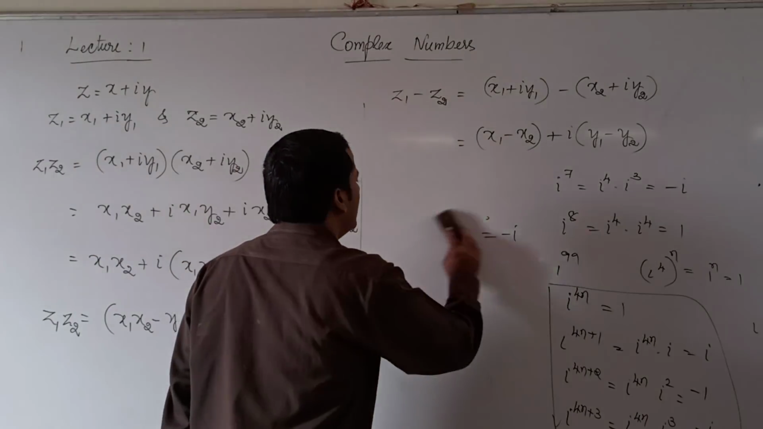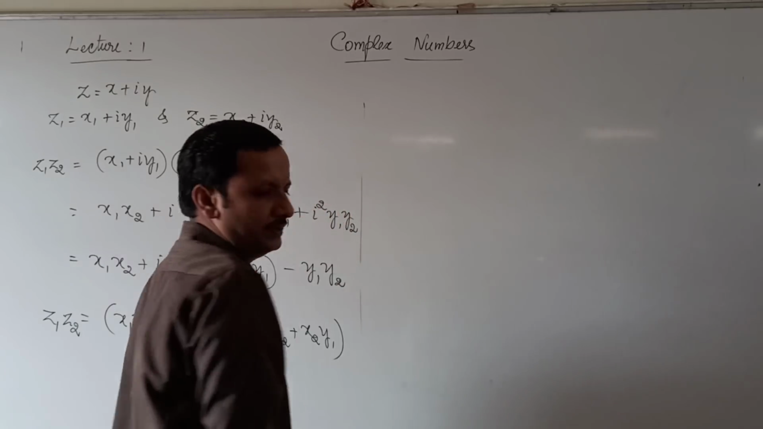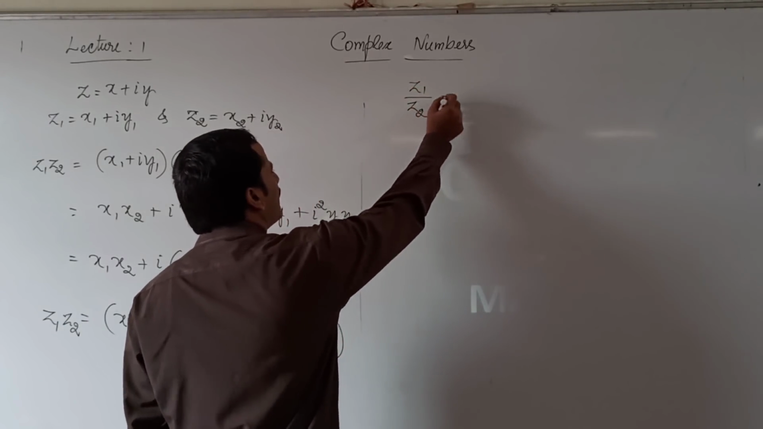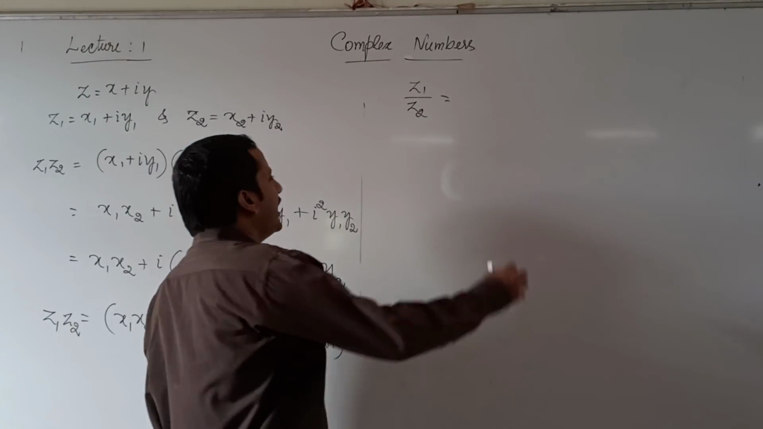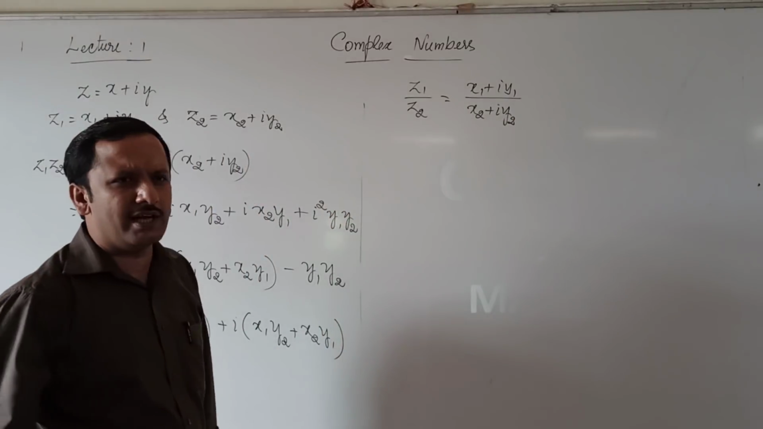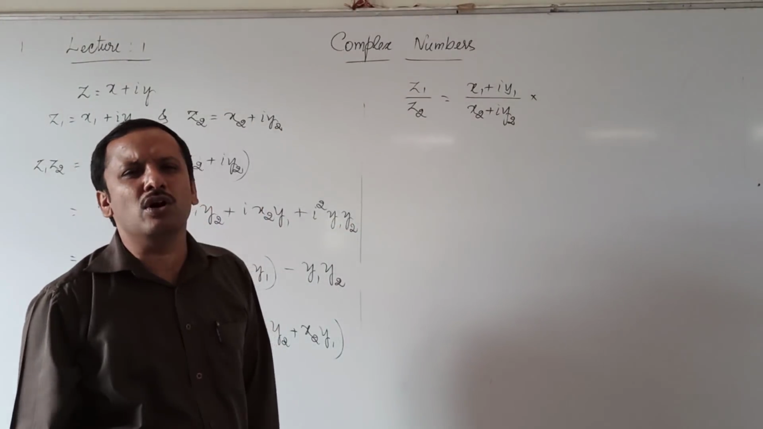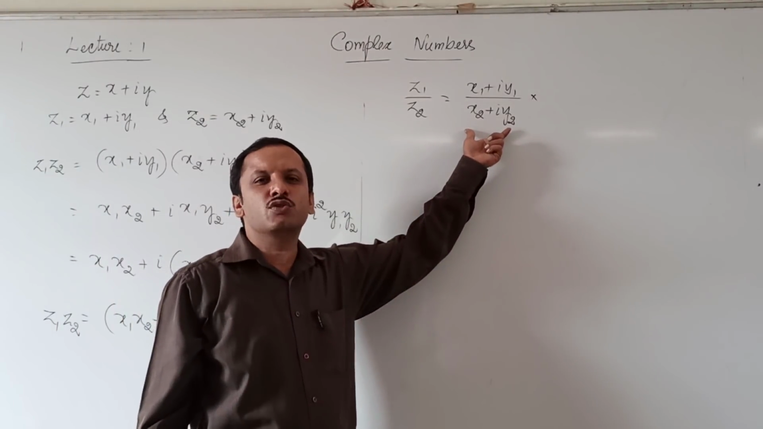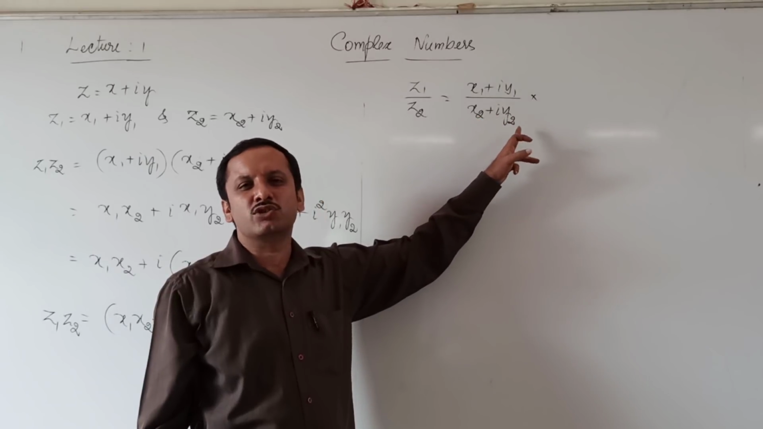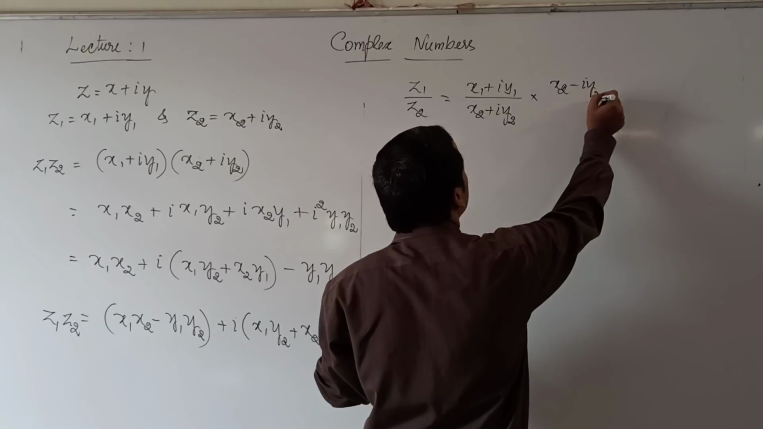Let us see how to get the quotient of two complex numbers. The quotient of two complex numbers z1 by z2 we will find, of course assuming that z2 is not equal to 0. That's equal to x1 plus iy1 divided by x2 plus iy2. Now for this, I will multiply and divide by the conjugate of the denominator. What is the denominator here? x2 plus iy2. Its conjugate is x2 minus iy2. So I am multiplying and dividing by x2 minus iy2.